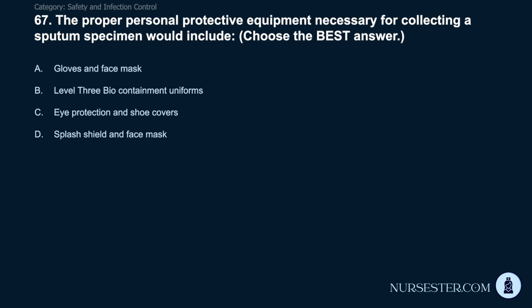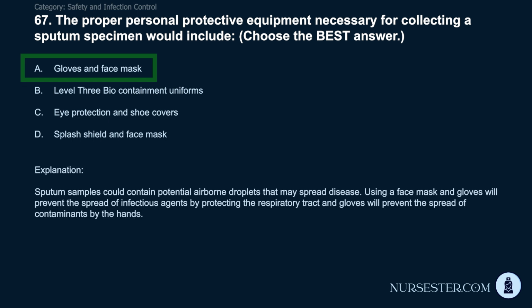67. The proper personal protective equipment necessary for collecting a sputum specimen would include, choose the best answer. A. Gloves and face mask. B. Level 3 bio-containment uniforms. C. Eye protection and shoe covers. D. Splash shield and face mask. Correct answer, gloves and face mask. Sputum samples could contain potential airborne droplets that may spread disease. Using a face mask and gloves will prevent the spread of infectious agents by protecting the respiratory tract, and gloves will prevent the spread of contaminants by the hands.